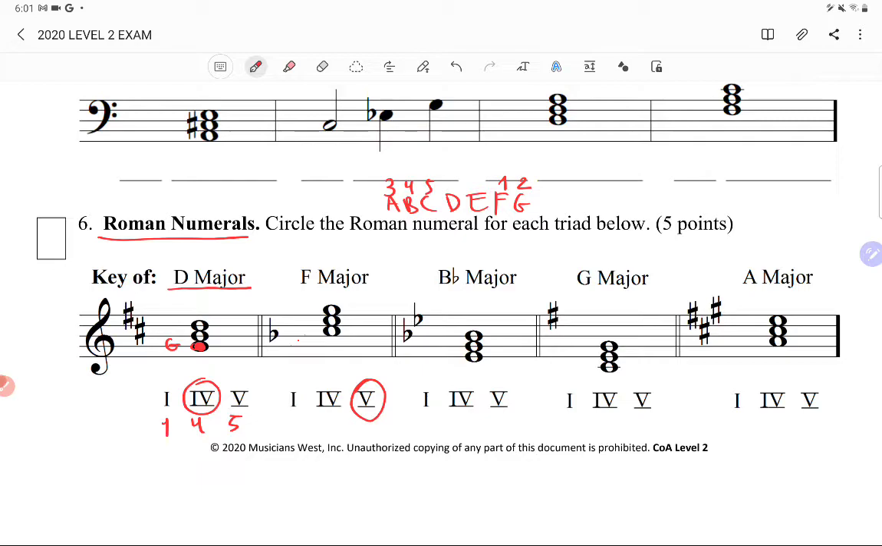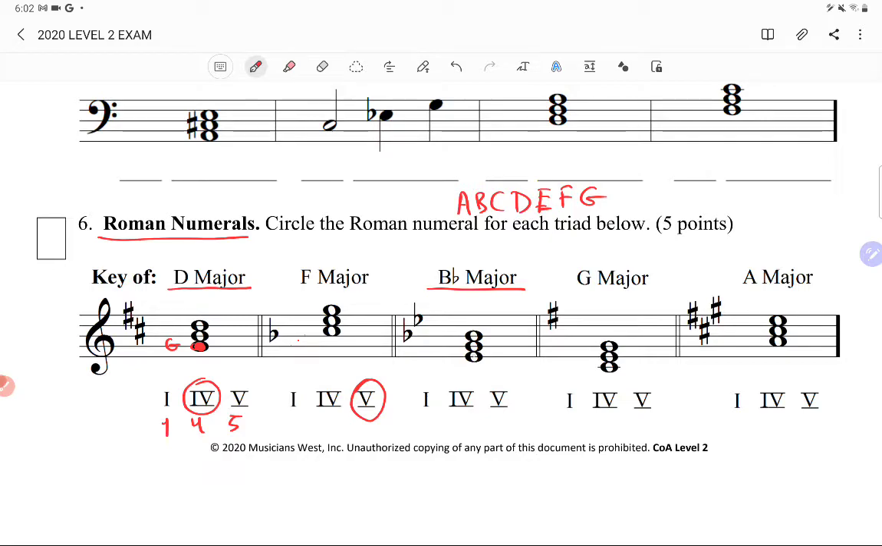I hope it's not too complicated. It might not make sense right now, but if you do it one more time, you might start to figure it out, okay? Again, let me write the alphabet for you. A, B, C, D, E, F, G. That's our musical alphabet, right? So now you have B flat major.